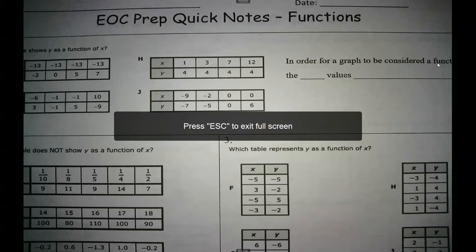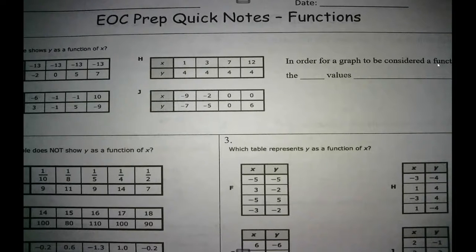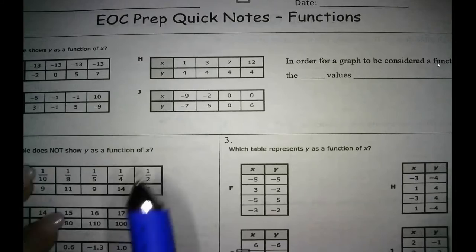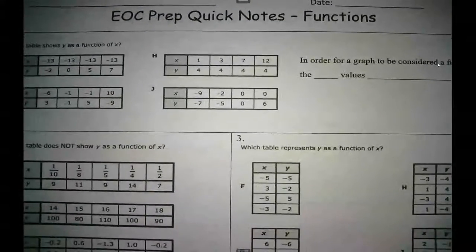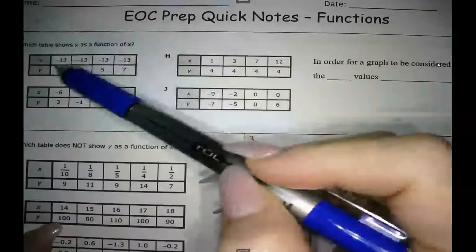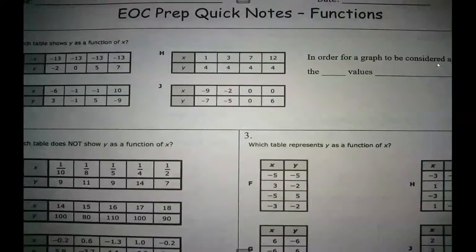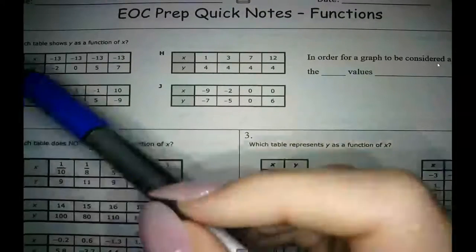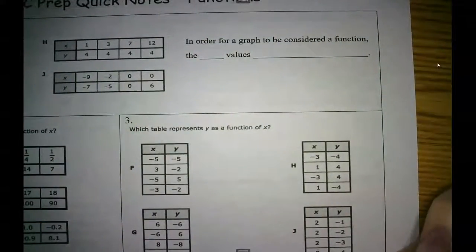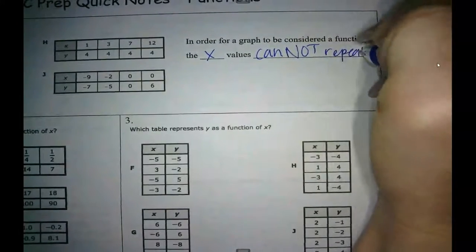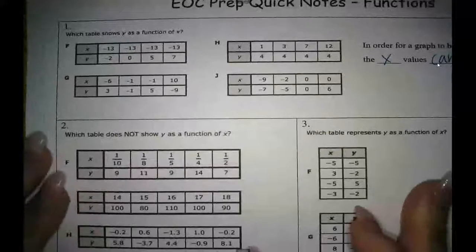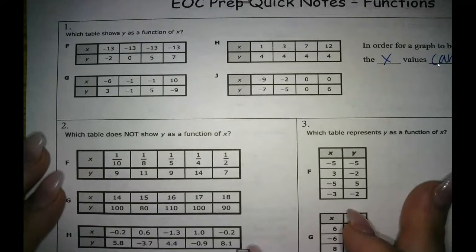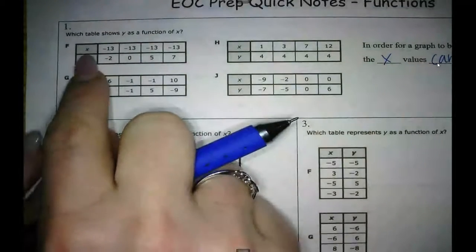All right, let's look at what functions are. Sometimes we might be given a table with a bunch of x's and y's. Remember, each x relates to the y that it's connected to, and these would be points on a graph. In order for a graph to be considered a function, the x values cannot repeat. So when we are asked if something is a function, we are looking at the x values.